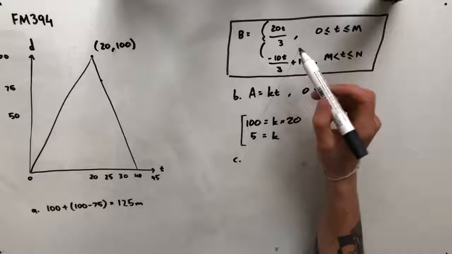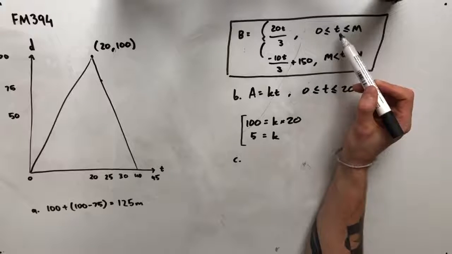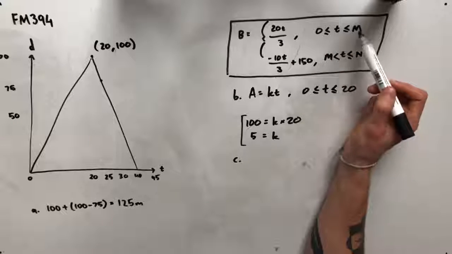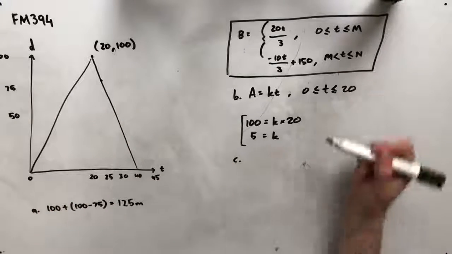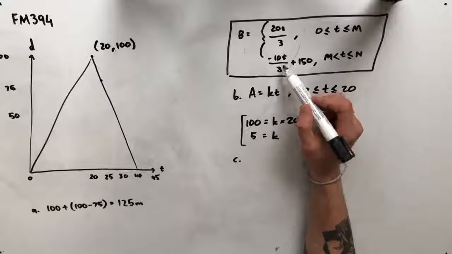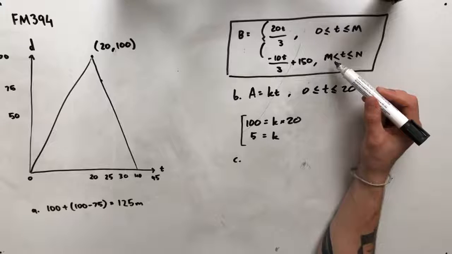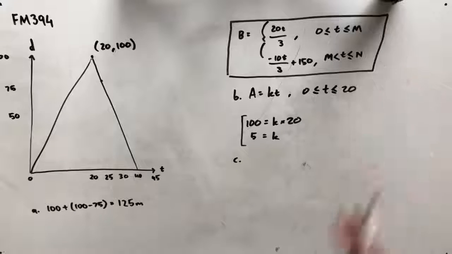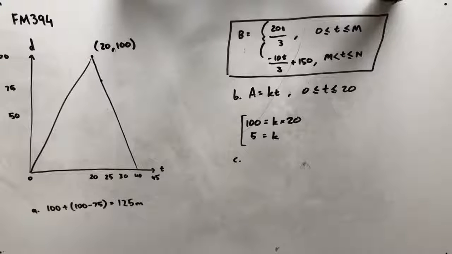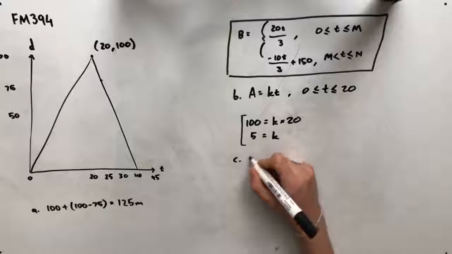So we're given B is equal to 20 times t over 3, where t is between 0 and however long it took him to reach the tree. So m here is the number of seconds it will take him to reach the tree. And then negative 10 times t over 3 plus 150 for all the values between m and n. So m being where Jacob reaches the tree, and n being where Jacob finishes the race. So then the graph below again shows the relation representing Tommy's run. So we've got another graph that looks like this one. And part C wants us to do a sketch.